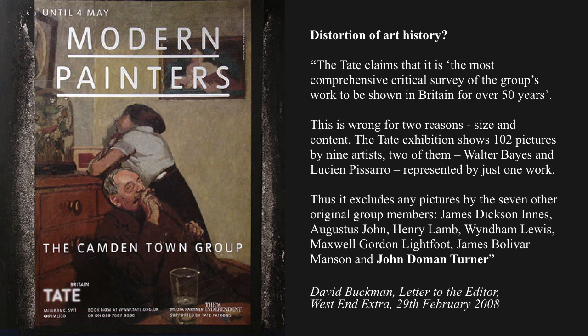And actually, it's quite a long quote, but it was written by someone called David Buckman, who we've been in contact with about our research. He wrote in the West End Extra, saying that the Tate claims that this is the most comprehensive critical survey of the group's work to be shown in Britain for over 50 years. This is wrong for two reasons, size and content. The Tate exhibition shows 102 pictures by 9 artists, 2 of them, Walter Bayes and Lucien Pissarro, represented by just one work. Thus, it excludes any pictures by the 7 other original group members, including John Doman Turner.